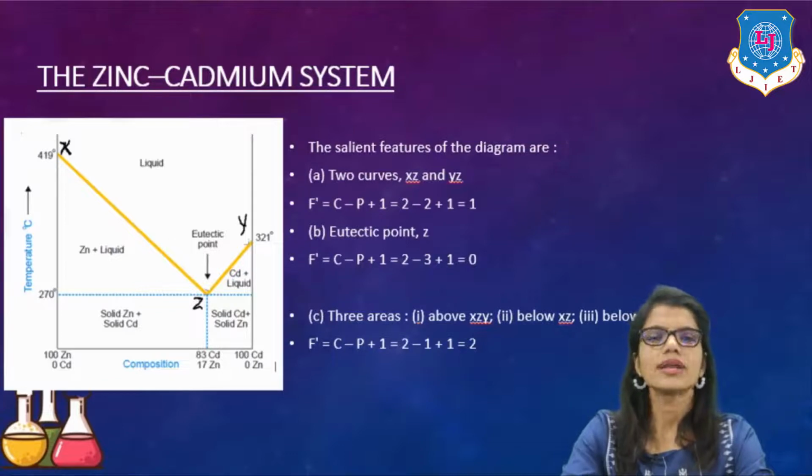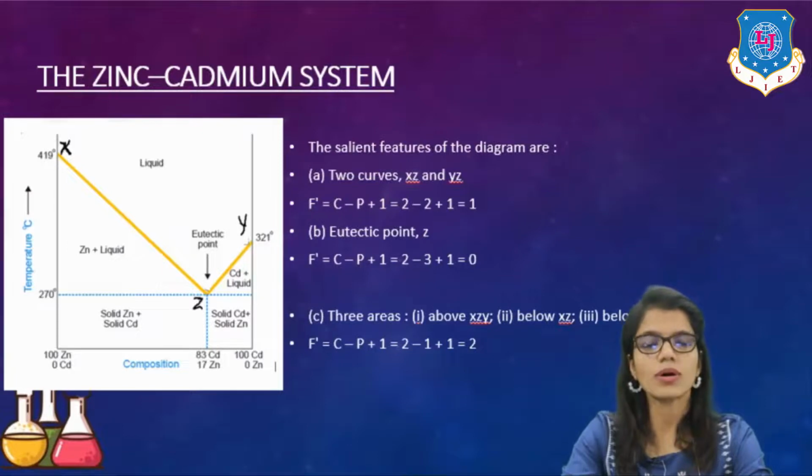Now, for eutectic point Z, we get f dash is equal to c minus p plus 1. So here 2 minus 3 plus 1 becomes 0, as three different phases are in equilibrium with each other, while two different components are present at that particular point.